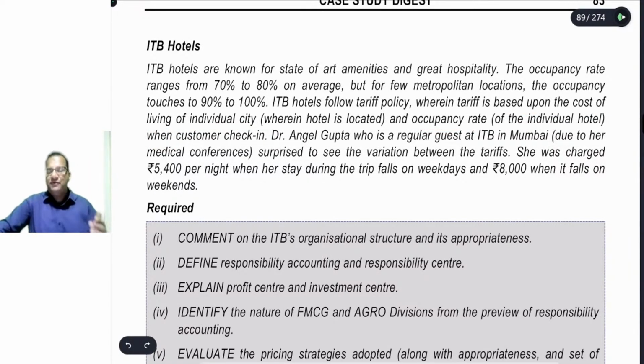तो जो भी इनका टैरिफ है वो दो चीजों पे डिपेंड करता है. What is the cost of living of that individual city and the occupancy rate. Suppose इनका एक होटल है मुंबई में and the second hotel is in Indore. Definitely the rate difference will be there because cost of living in Mumbai is comparatively higher, so they can charge higher tariff there. Also it depends upon the occupancy. If the occupancy is very low, we can offer some discount, but if the occupancy is on the higher side, definitely we will not offer the customer discount because we know that this room will also be occupied very soon.